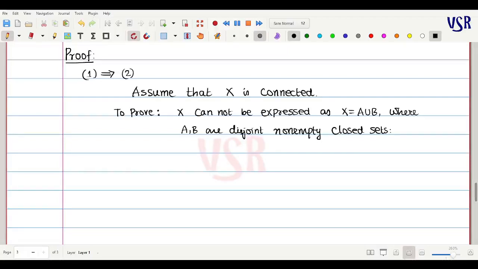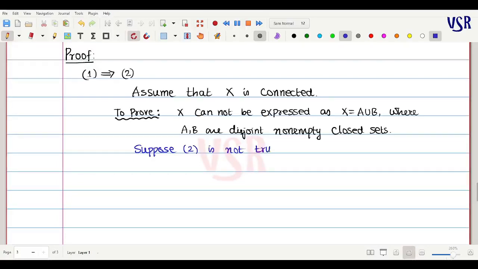Okay, this is what I need to prove: that X cannot be expressed as A union B where A and B are disjoint non-empty closed sets. So suppose this is wrong, suppose this 2 is not true.